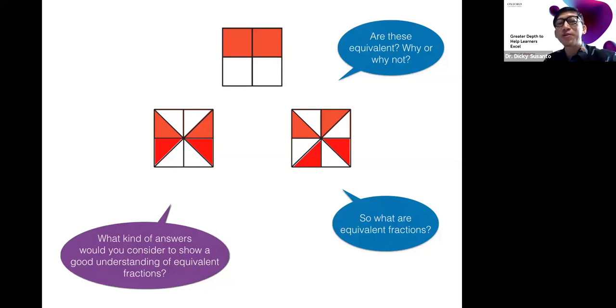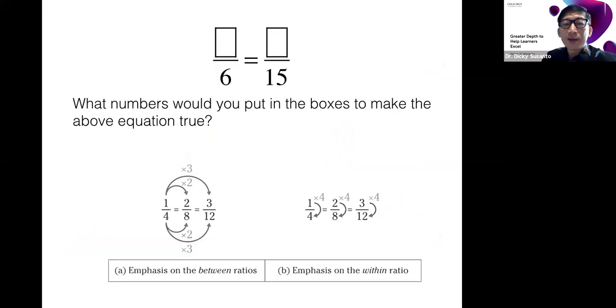What kind of questions you can pose, what kind of additional prompts. For example, here I added this slide to really get them to think more deeply about the idea of equivalent fractions. So earlier, this should be earlier.